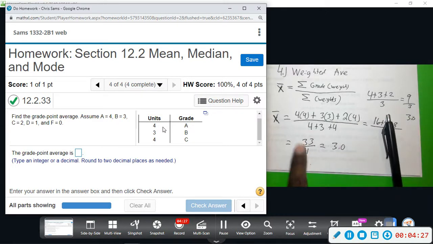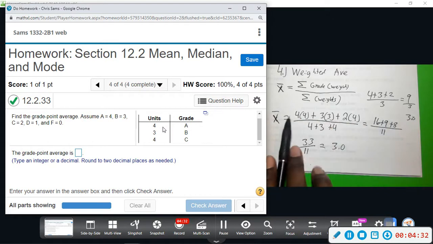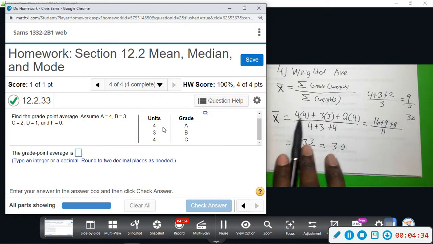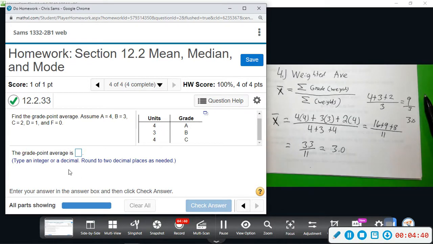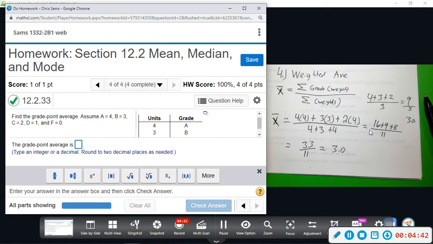So you always round to 1 decimal place more than what you had in the data set. This data set didn't have any decimal places, so we add 1. Always go 1 more. So 3.0. Same thing that we got in the previous one, but that's a better example to see for weighted average.